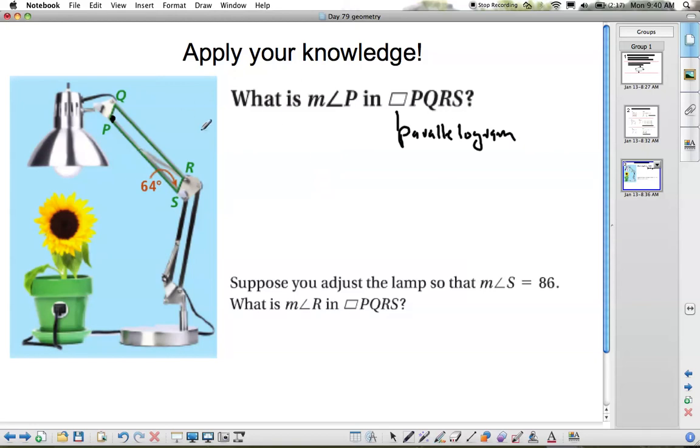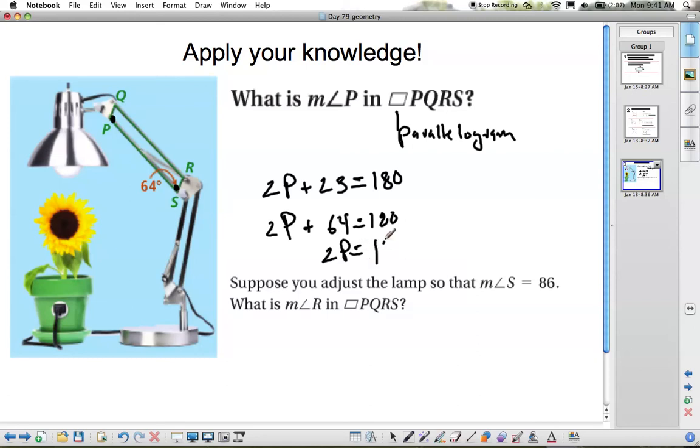And what we know is consecutive angles, same side interior angles, are equal to 180. So this angle P and this angle S has to equal 180. Angle P plus angle S has to equal 180. Why? Same side interior. They're consecutive inside the parallelogram. We don't know P, so I'm going to just keep it angle P. P plus 64 equals 180, and angle P equals 180 minus 64, which gives us 116 degrees.